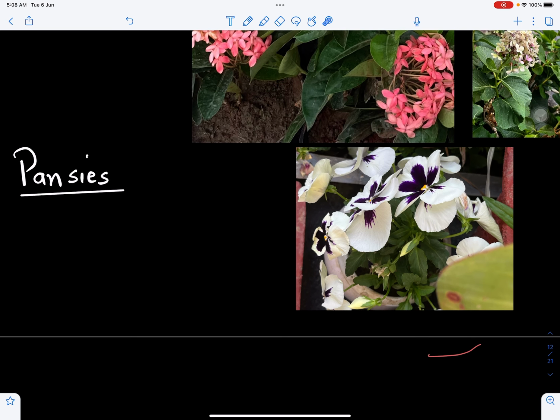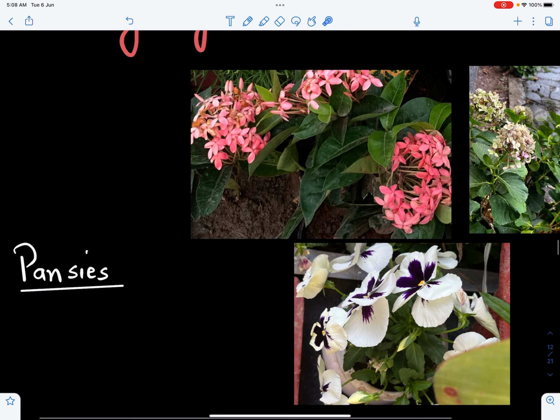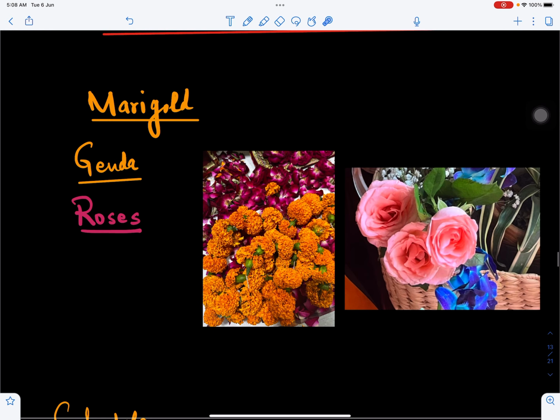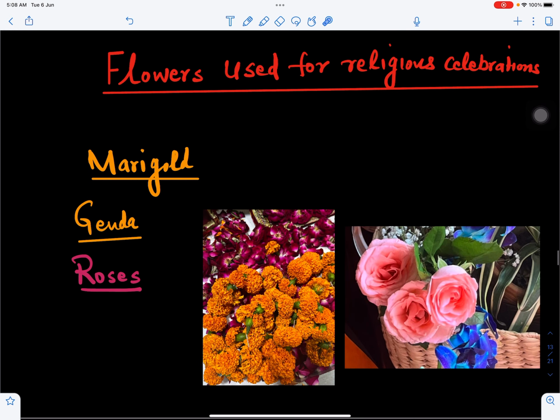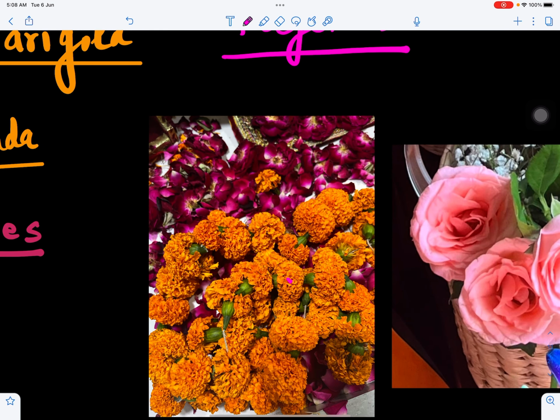Pansies, butterfly shaped flowers. So these are flowers which are used for ornamental purposes, meaning they are good to look at and they increase the beauty of the surroundings. Some of the flowers are used for religious celebrations, especially Genda, marigold, and its botanical name is Tagetes. You can see here, this is the Genda flower. Different colors, like this is orange, it can be yellow in color also.